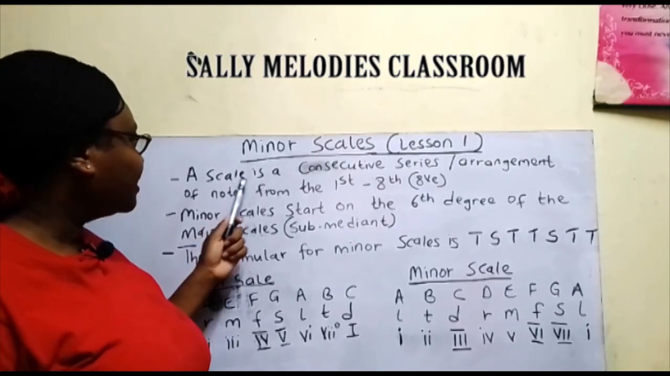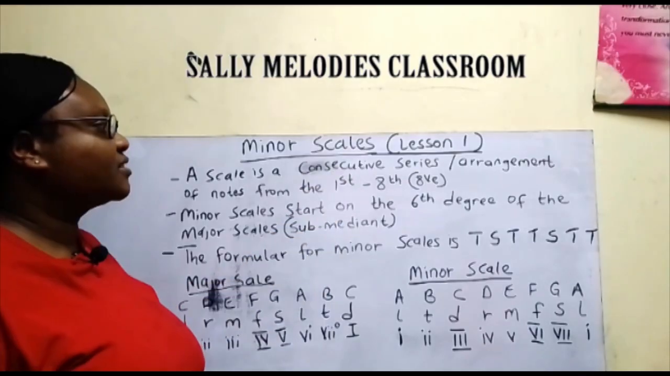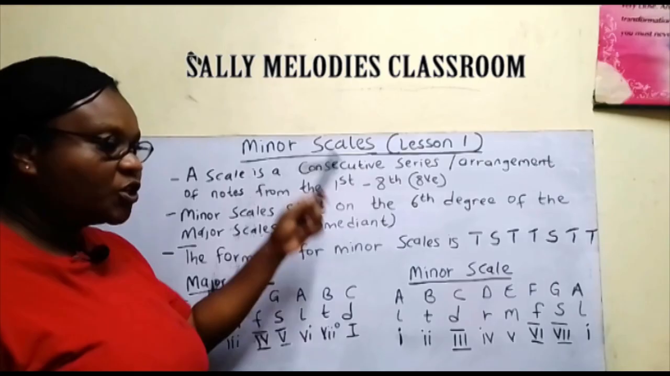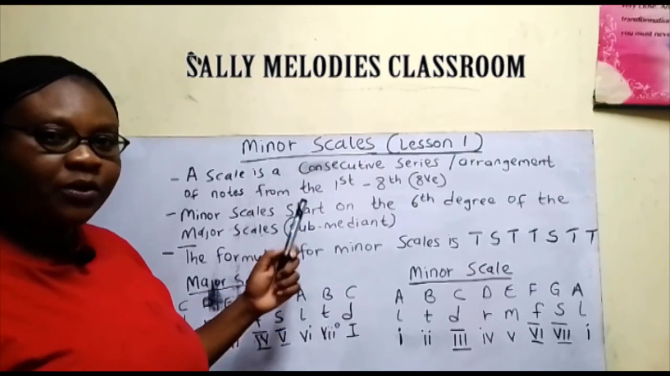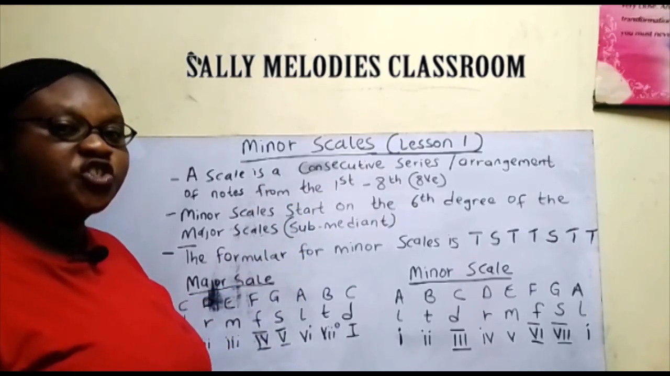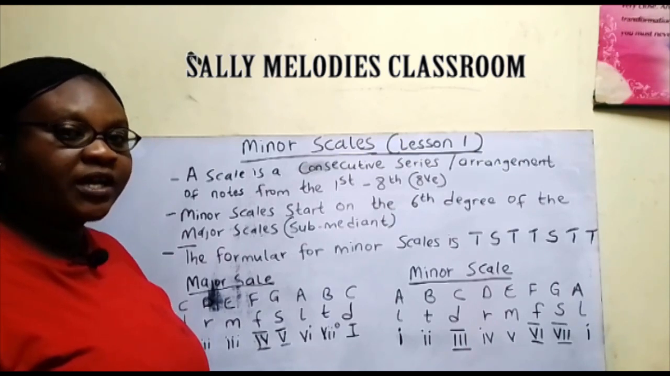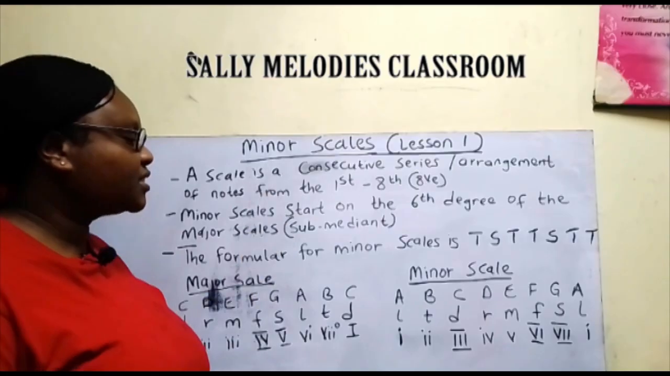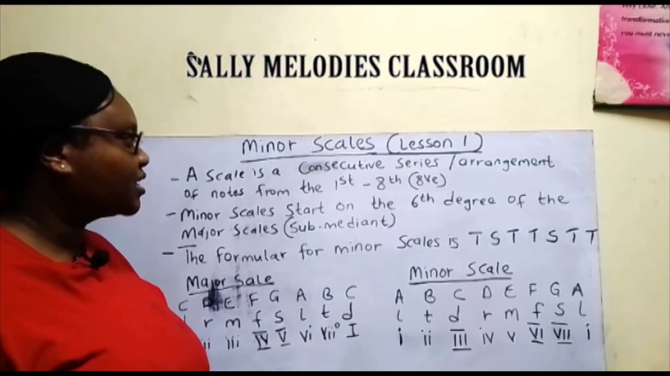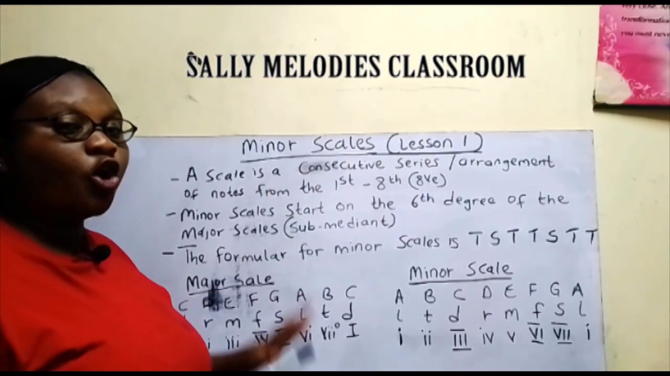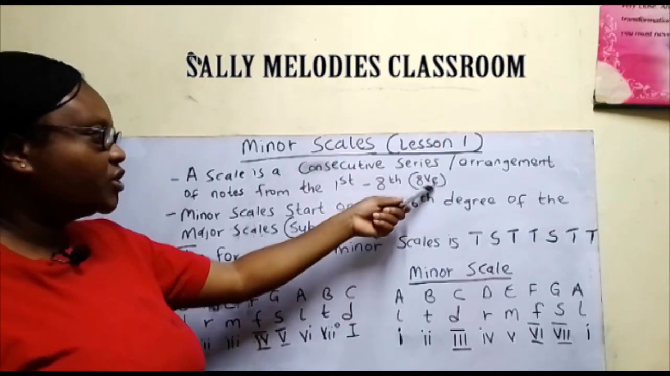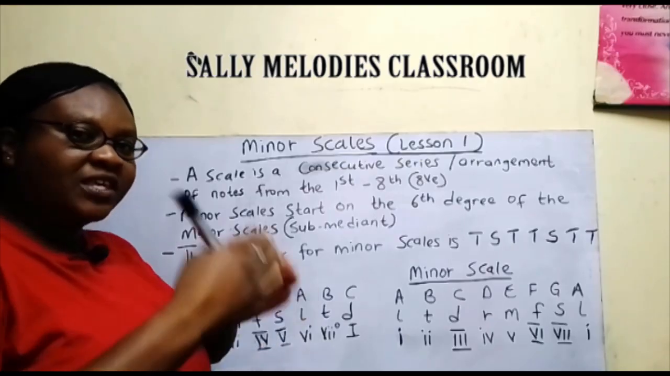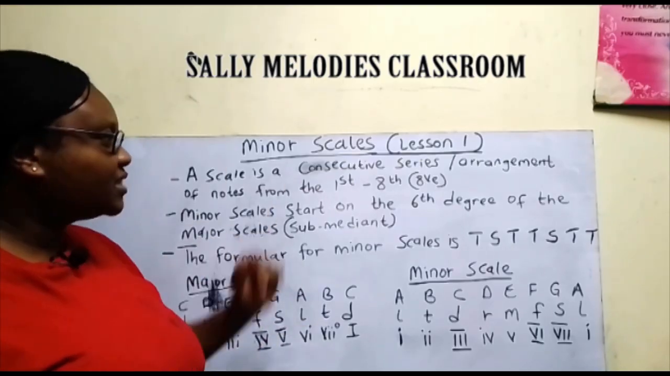A scale is a consecutive series or arrangement of notes from the first to the eighth. We came across this introduction when we were doing the major scales. A scale is a consecutive series or arrangement of the notes from the first to the eighth or octave. The eighth one is also an octave. Arrangement means how they follow each other in a series.